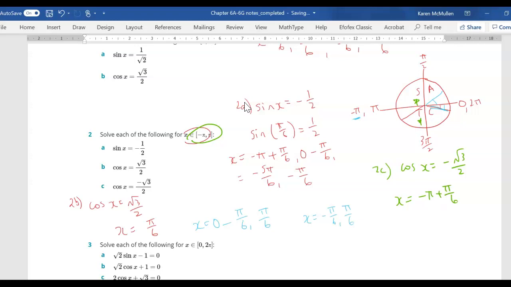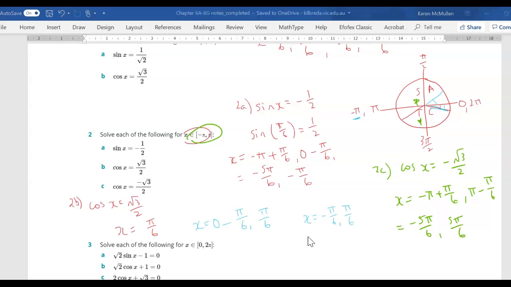Then we're in the 4th quadrant, cos is positive. 1st quadrant, cos is positive. So our next solution is going to be in the 2nd quadrant, and that is going to be pi minus pi on 6. All right, so if I just tidy that up, so negative pi plus pi on 6 is negative 5 pi on 6. And pi minus pi on 6 is 5 pi on 6.